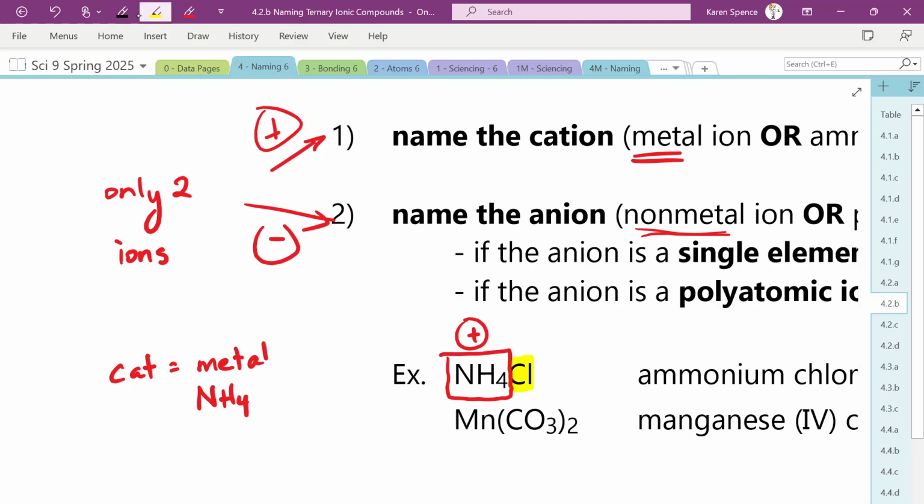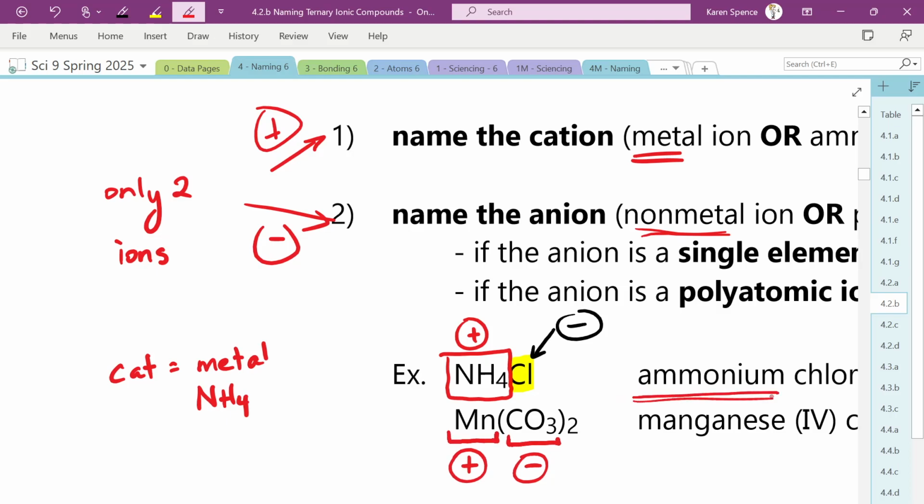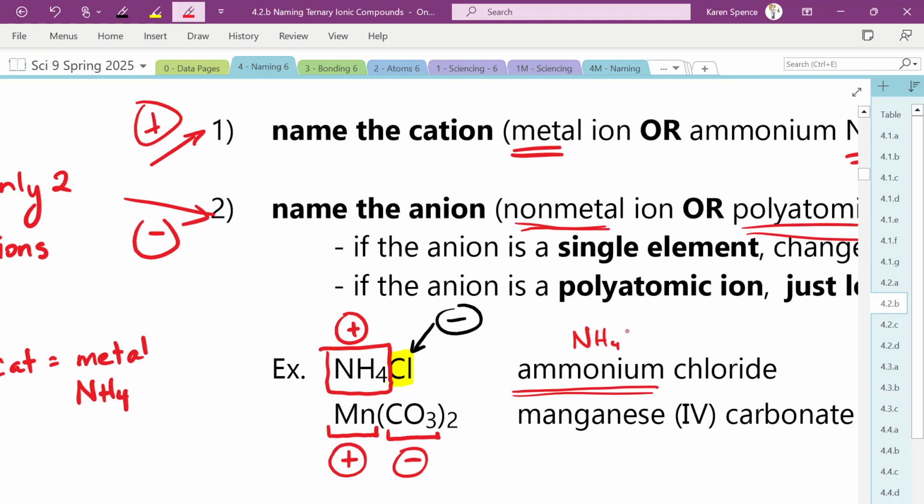minus, is the anion. Mn is the metal, so that's our cation, and that means everything else is the anion. So you'll notice that we have here NH4, which is ammonium. Okay, that's our NH4. And then the Cl, we just name it like we always did, chloride.